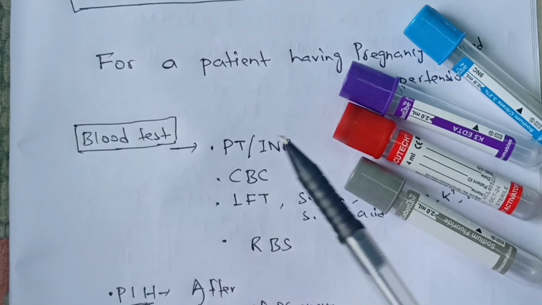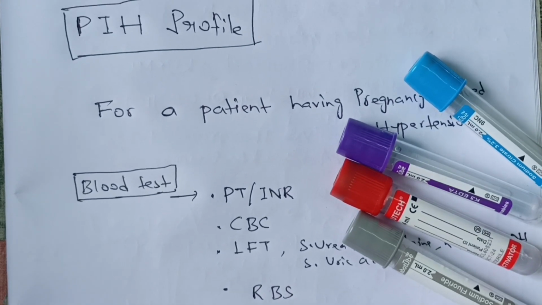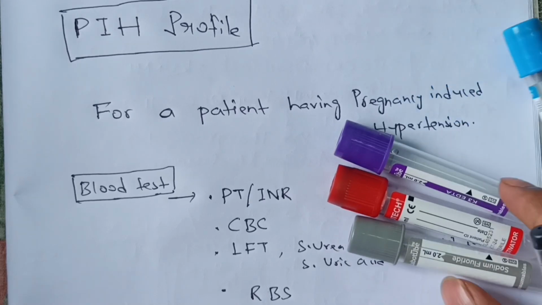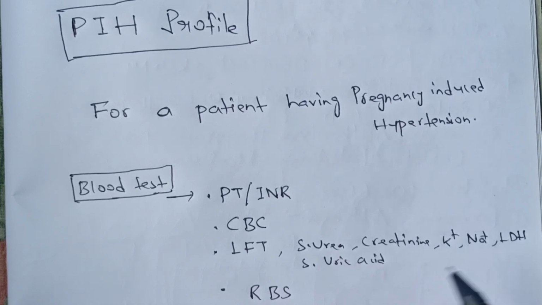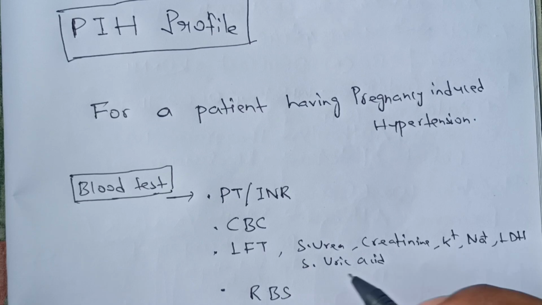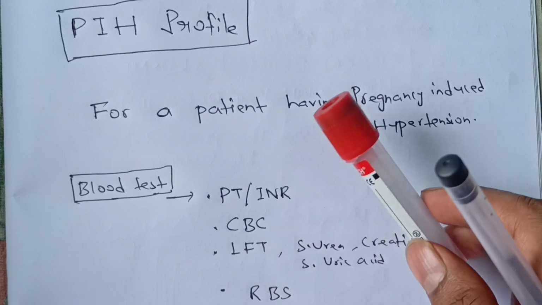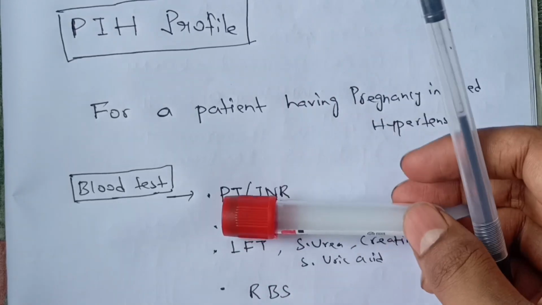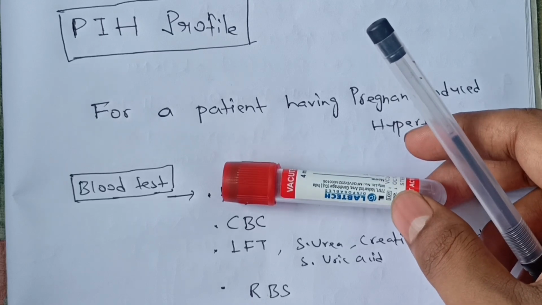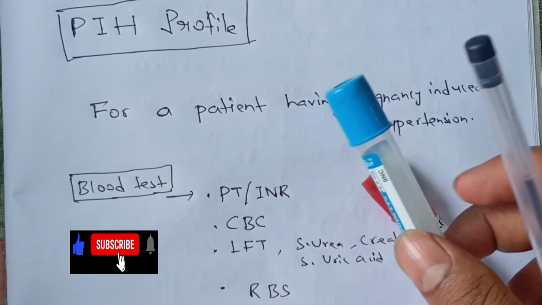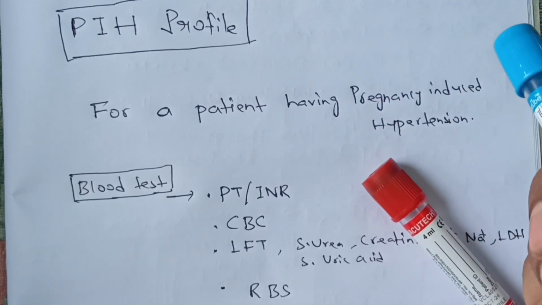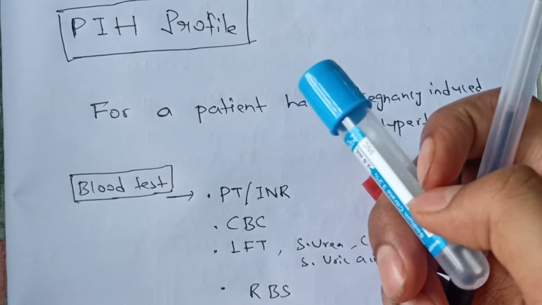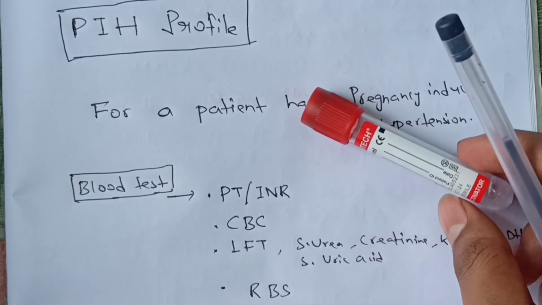But for the PIH profile, we have to do 4 tests: PT-INR, CBC or complete blood count, and this LFT, serum urea, serum creatinine, K+, Na+, LDH, serum uric acid. All of this, so 1, 2, 3, 4, 5, 6 tests will be together in the red vial. We have to collect the blood and fill it up to this mark. Less blood is required for PT-INR, the sky vial. The sky vial has to be filled up to this mark. But in the other vials, we have to fill up to this mark.